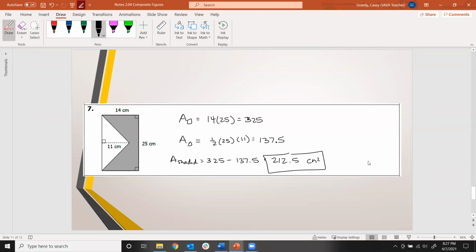So you should have gotten 212.5 centimeters squared. When you found the area of that big rectangle, you should have gotten 325. The area of the triangle that we want to remove is 137.5. When I subtract that 137.5 from the area of the rectangle, we should get 212.5. There are different ways of solving this, and if you did it a different way and you still got 212.5, that's a-okay with me. Just know that this is an option.